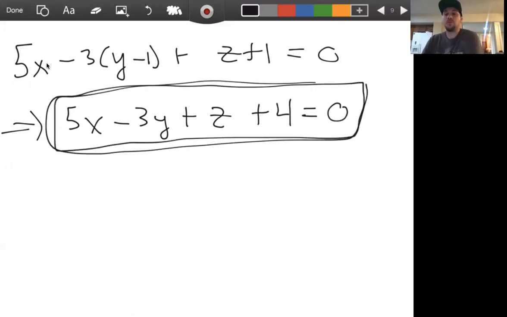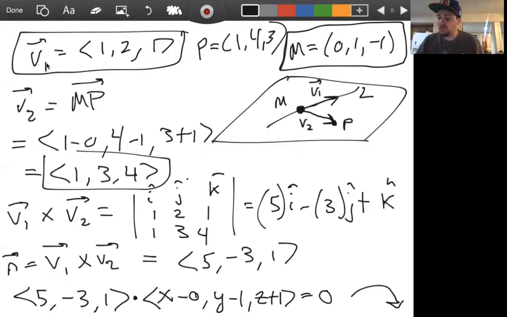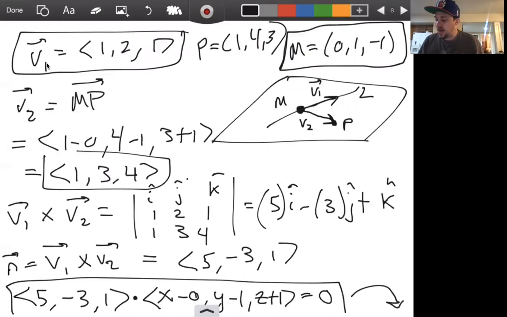But this time, remember, we were given a point and a line versus in the previous example, we were given 3 points. But either way, the main goal is to construct 2 vectors and then take their cross product. And once you have the cross product vector, you just go back to our formula that since these vectors are orthogonal, their dot product should be 0.